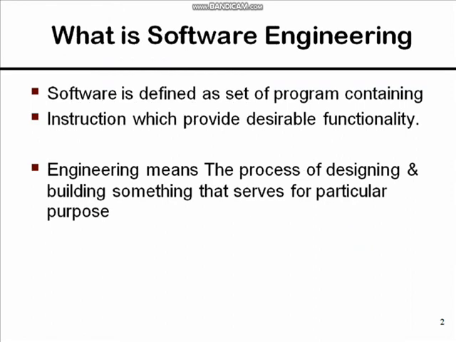So what is software engineering? It can be explained differently. First, what is software? Software is defined as a set of programs containing instructions which provide some functionality. And engineering means the process of designing and building something that serves a particular purpose. So this is the definition of software engineering.